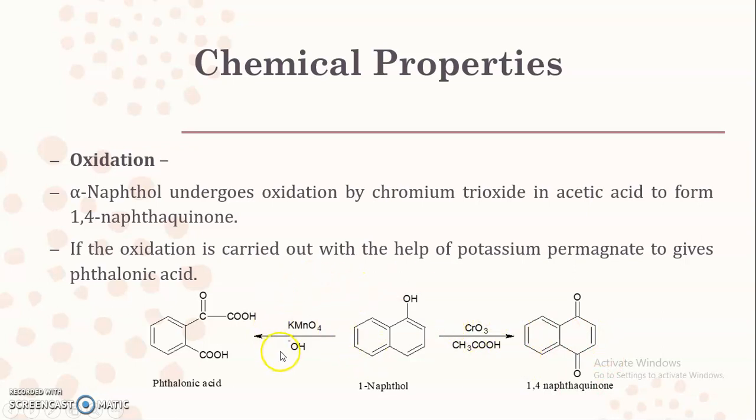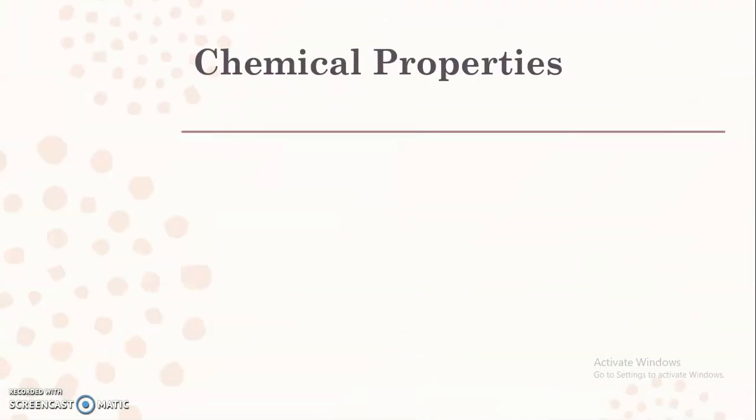Similarly, if we use potassium permanganate to perform this reaction, instead of getting 1,4-naphthoquinone, this second ring is opened up and we will get phthalonic acid as our product. In this way, we can perform the oxidation by using different chemical agents. After this, the next reaction that we are going to discuss is reduction.